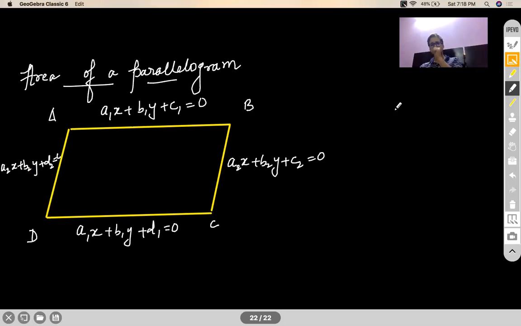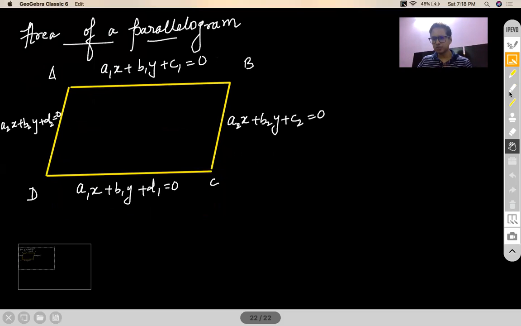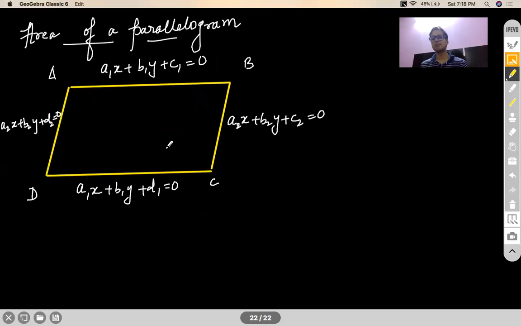Okay, now I have to find out the area of this parallelogram. Let's say if I give you an opportunity to find the area of this parallelogram, how will you find it out? What would be your approach? Anybody who would like to share his roadmap or her roadmap with me? What would your approach be?